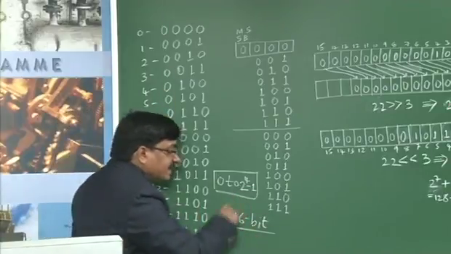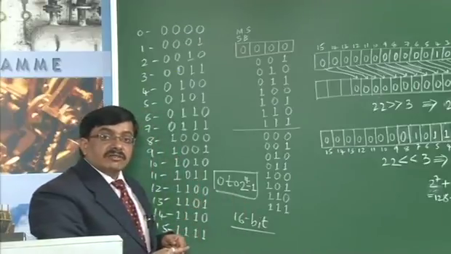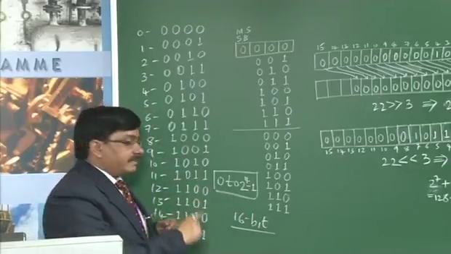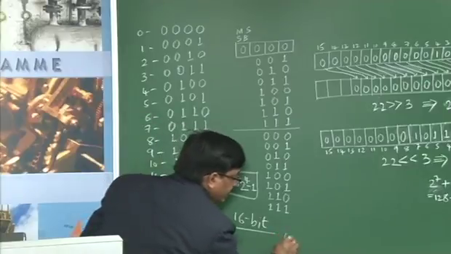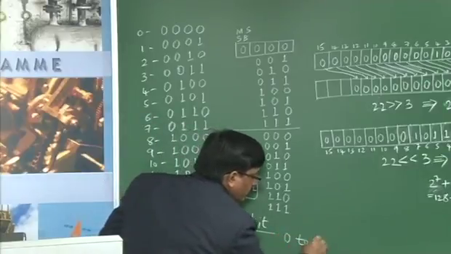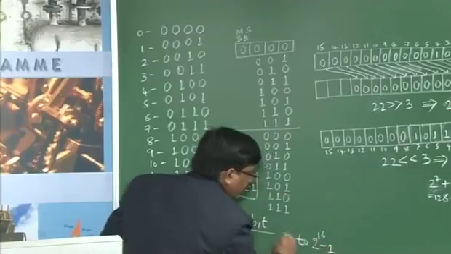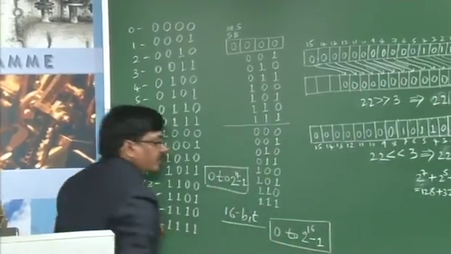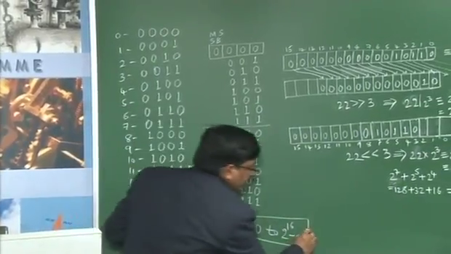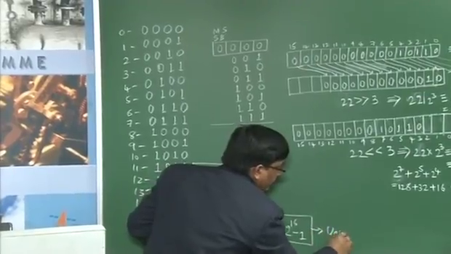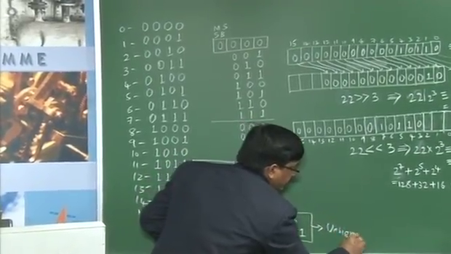Now if I am using a 16-bit machine, then the size of the integer will be 2 bytes. 2 bytes means 16 bits. In that case, the range of the integer values will be 0 to 2 power 16 minus 1. This is in the case of unsigned numbers. All are positive numbers.